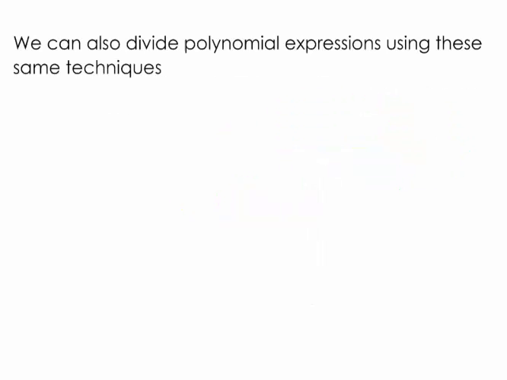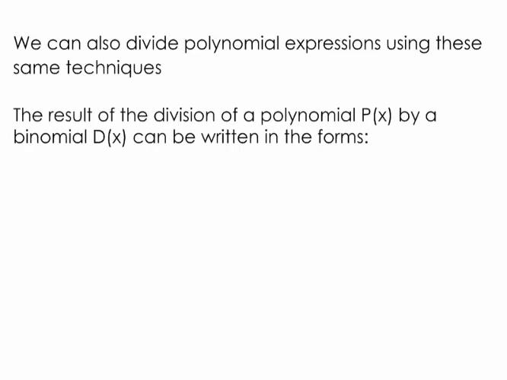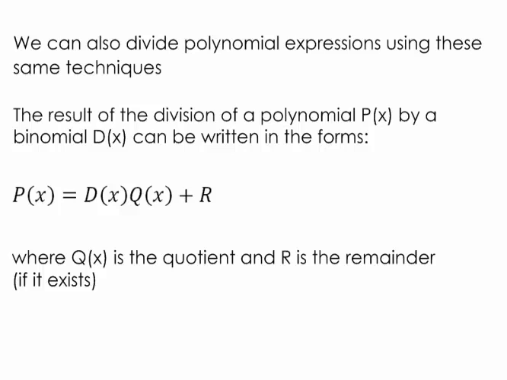We are going to use these same techniques when we divide polynomial expressions. The difference is that when we divide a polynomial p of x by d of x, that's like saying our dividend is p of x over our divisor d of x, doing that division. We're going to write our final answer in these two forms. The polynomial equals the divisor multiplied by q of x, which is the quotient, plus r, which is the remainder if it exists.